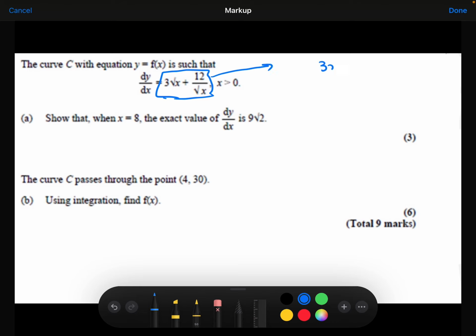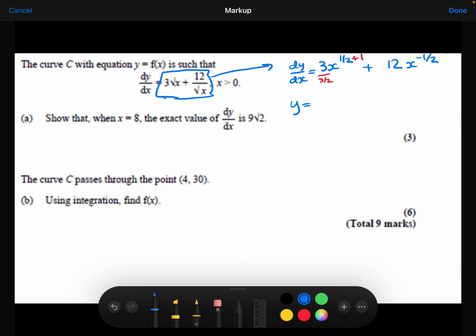So I'm going to take that root x and write it as an x to the power of a half. And I'm going to take the 12 over root x and write that as 12x to the power of minus a half. So we are now going to integrate this to get y. To integrate, we're going to add 1 to the power and divide by the new power. So a half plus 1 is 3 over 2. And then we're going to divide by 3 over 2.